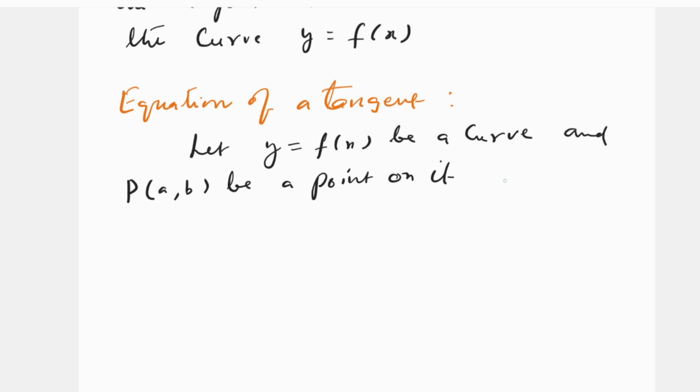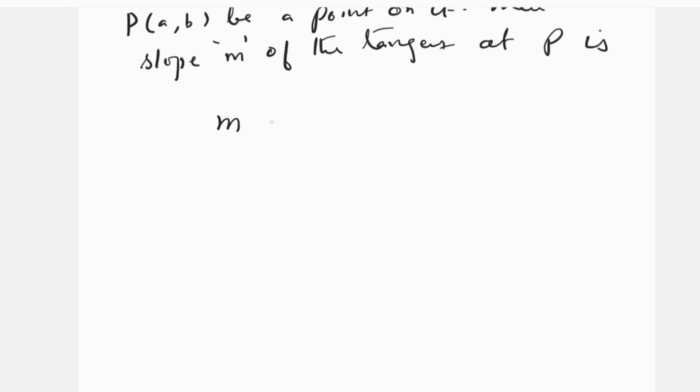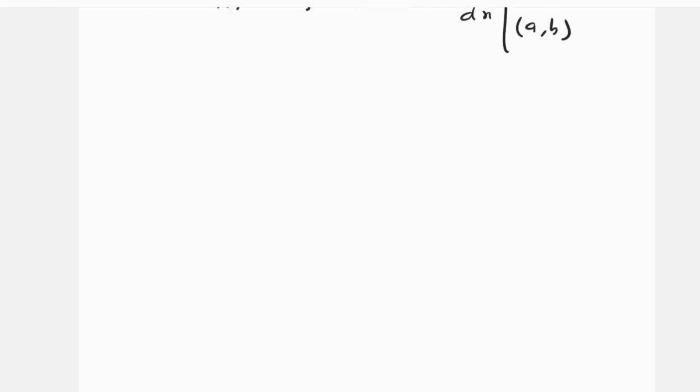Then we know that the slope m of the tangent at P is m is equal to f dash a, or you can call dy by dx. After finding dy by dx, substitute the point (a, b). You will get the slope.